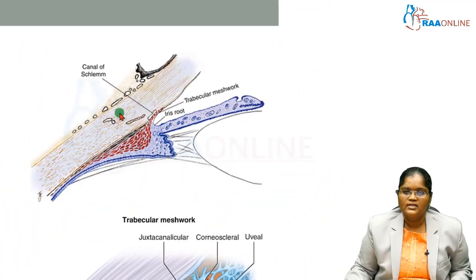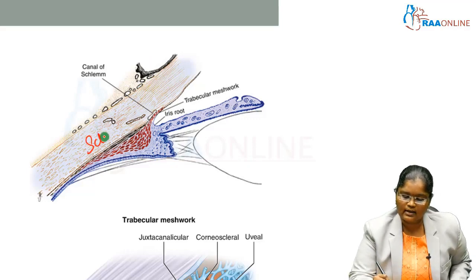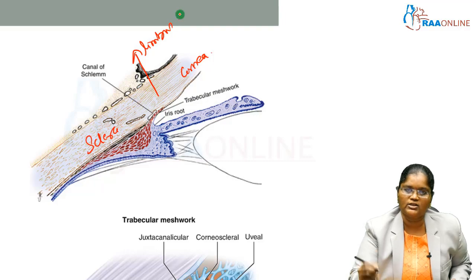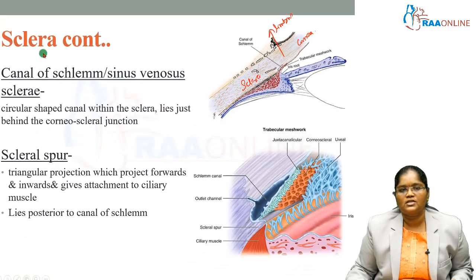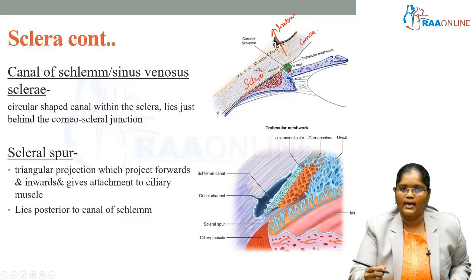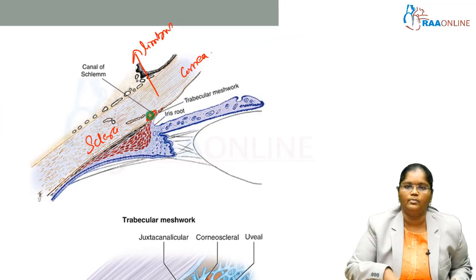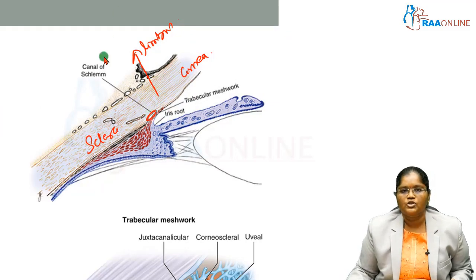Here is a section taken at the level of the limbus. So this is sclera, and this portion is cornea. Here this area is the limbus or the corneoscleral junction. There are two important structures present close to the limbus. One is the canal of Schlemm or sinus venosus sclerae. Here, a slit-shaped canal that is present just behind the limbus is the canal of Schlemm.